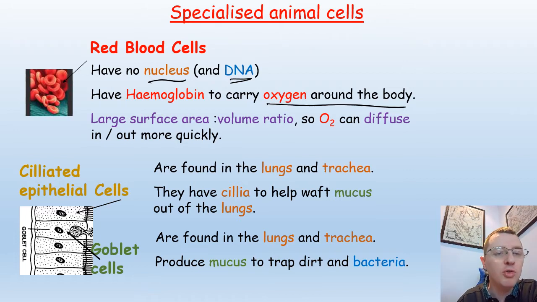Red blood cells also have a biconcave disc shape. This is almost like a donut shape where you squash the donut in. This gives them a large surface area to volume ratio, so oxygen can diffuse in and out of the cell more quickly.